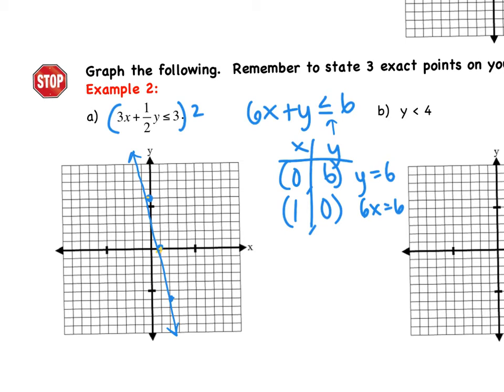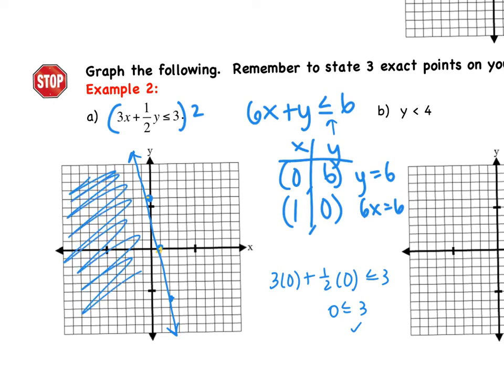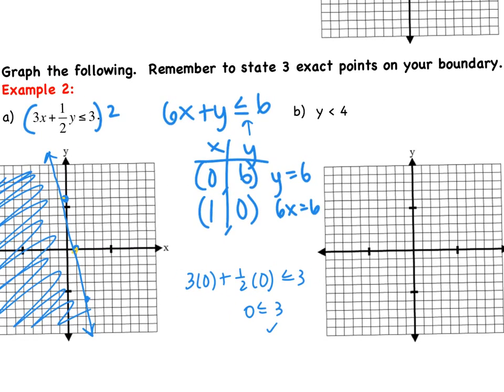If I plug in 0, I get 3 times 0 plus 1/2 times 0 is less than or equal to 3. 0 is less than or equal to 3, which is true. So we're going to shade on the side that has (0, 0). That would be this side over here. And then we have one last example, this example B.